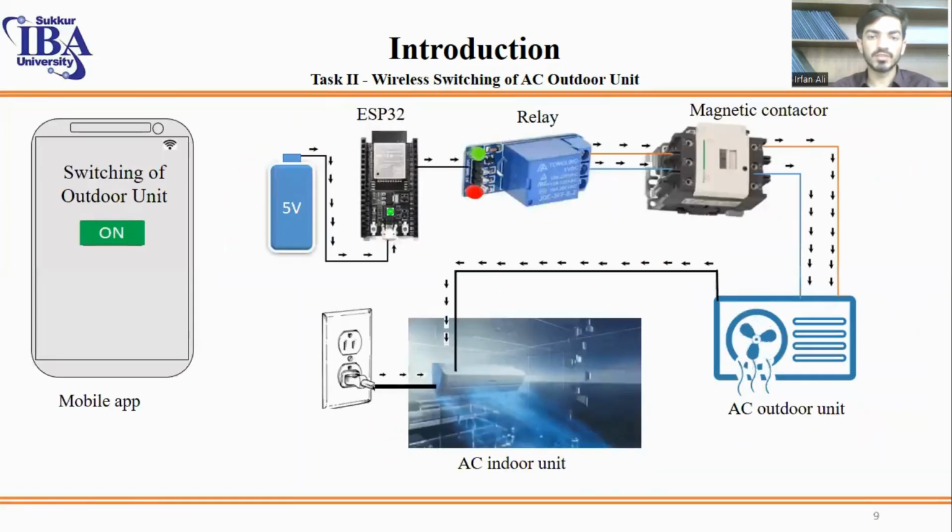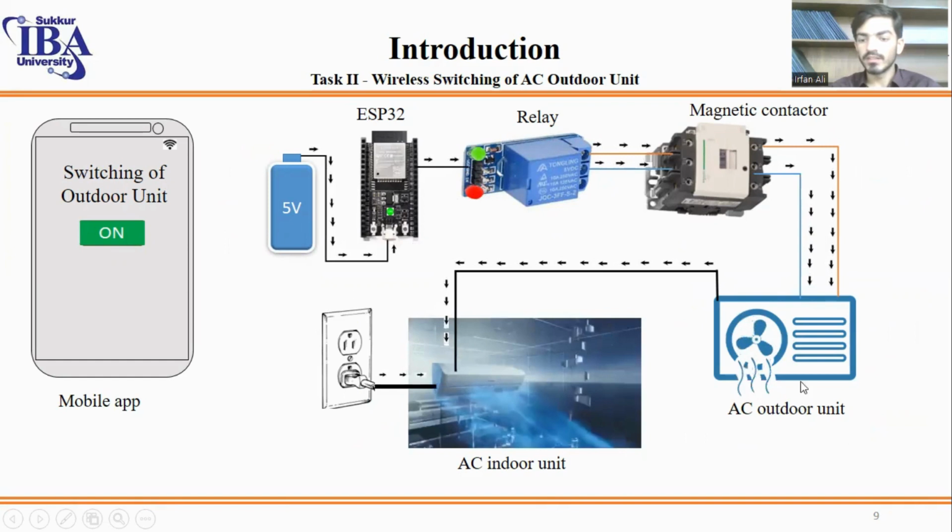This is the circuitry which shows the working of the device, in which a mobile app, an ESP32, a relay, a magnetic contactor, the AC outdoor unit, and the AC indoor unit are there in the circuit. How does it work? A command is given through the mobile app to the ESP32 through Wi-Fi. The ESP32 initiates a command to switch the relay, and the relay turns the magnetic contactor on or off.